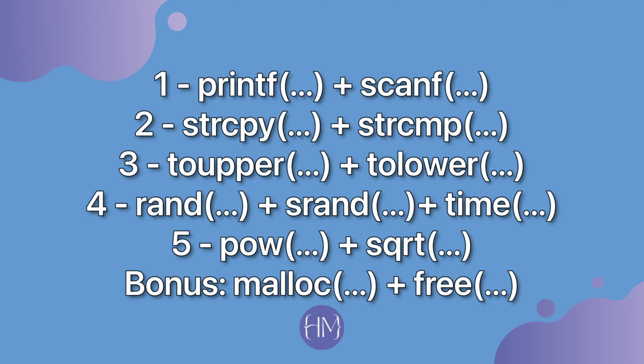The first one is printf and scanf. Second is string copy and string compare. The next pair is to upper and to lower. The next is rand, srand, and time. That's actually a trio. And then pair number 5 is square root and pow. And then the bonus is malloc and free.